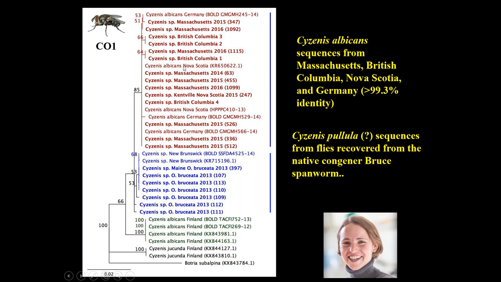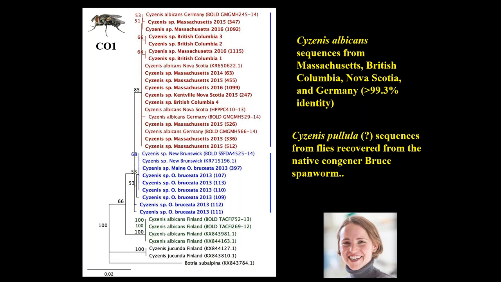So the ones in Nova Scotia were taken to British Columbia, and they originally came from Cyzenis albicans collected in Germany. They went from Germany to Nova Scotia to British Columbia and now to Massachusetts, and they're all identical. So this shows that indeed what we recovered in Massachusetts was identical to what we released, which originally came from Germany, but via Nova Scotia and British Columbia. We collected them in British Columbia, Vancouver Island.